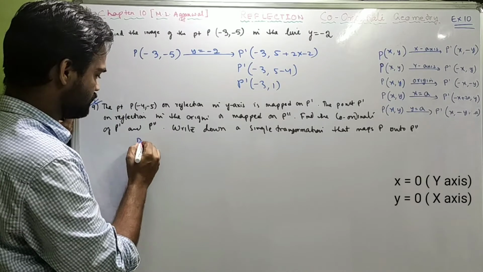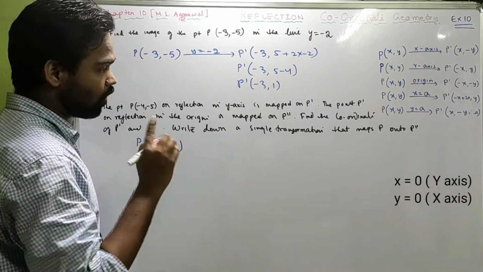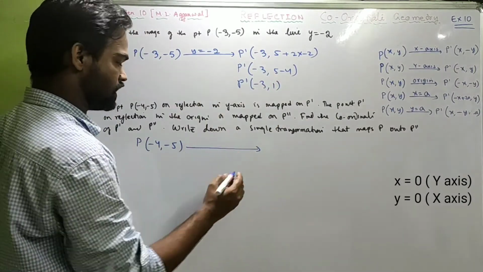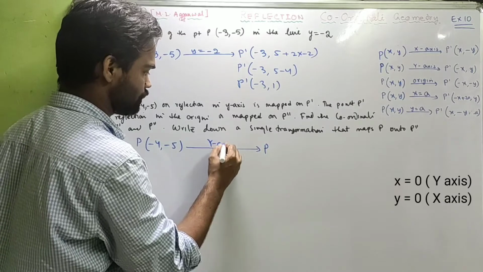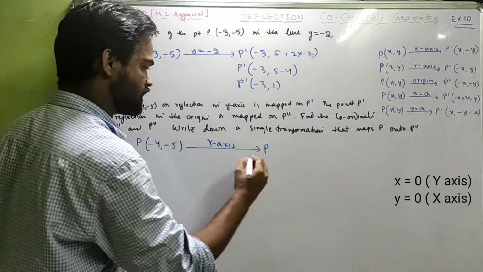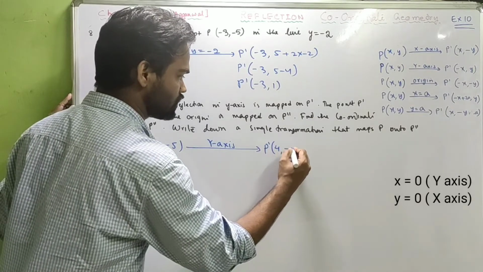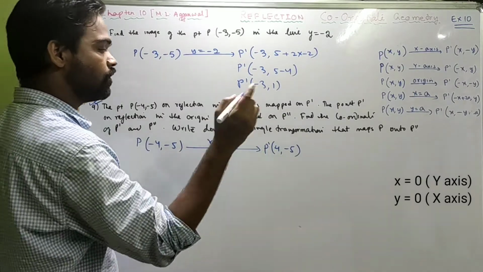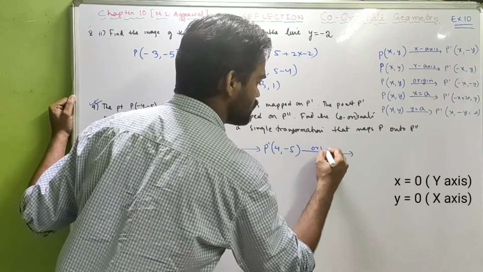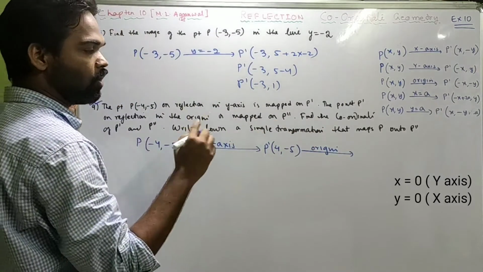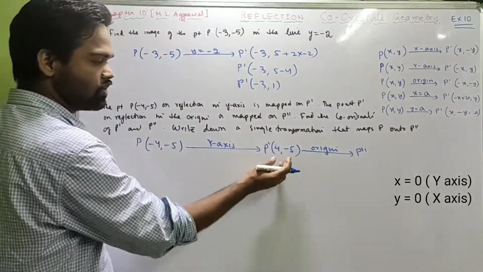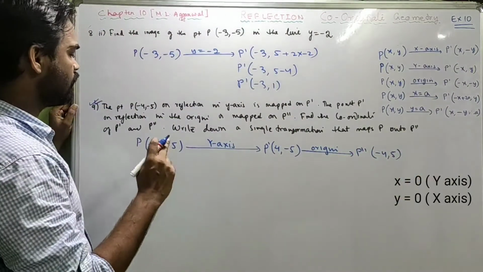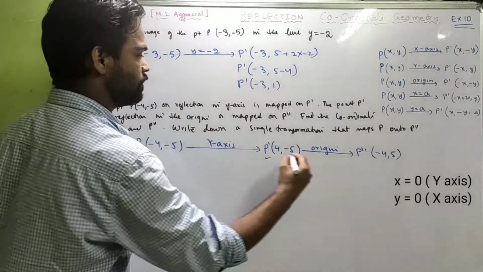Now look at 9. The point P (-4, -5) on reflection in the y-axis is mapped onto P dash, which means the image is P dash. So when reflected in the y-axis, we know the sign of the x coordinate changes, isn't it? Now look, the point P dash on reflection in the origin is mapped onto P double dash, which means both the signs will change. So this will become (-4, 5). Find the coordinates of P dash. Done. P double dash. Done.